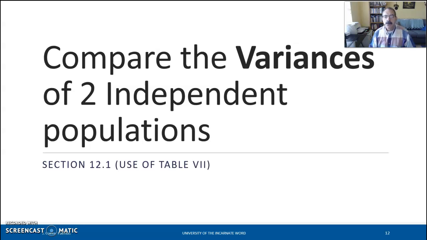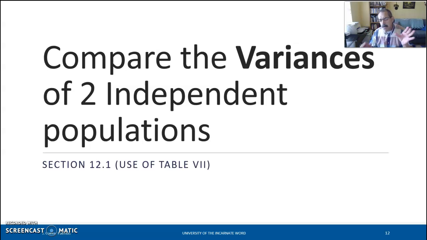This is part 2 of the Module 9 lecture. And here we're going to learn our first method for this module, which is comparing the variance of two independent populations. And this first part corresponds to section 12.1 of the textbook, where they show you how to use table 7, the table of F probabilities.